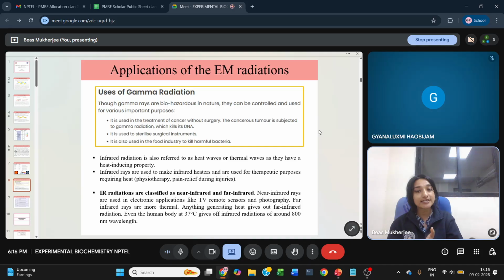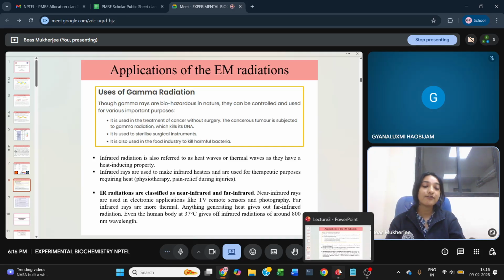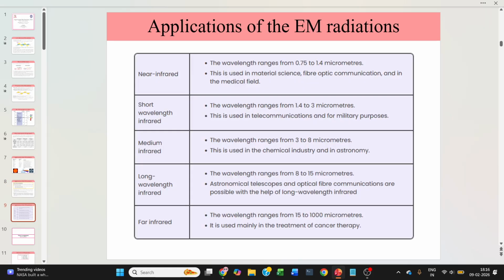Anything generating heat gives out far infrared radiation. Even the human body at 37 degrees centigrade, which is our normal body temperature, gives off infrared radiations of around 800 nanometer wavelength. Okay, now we'll go for the next part.